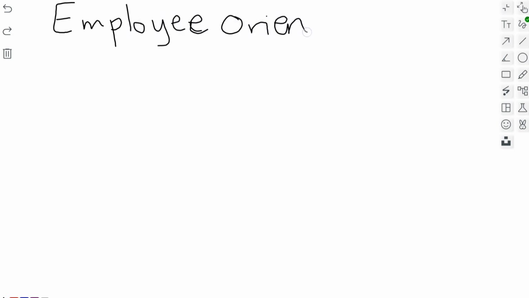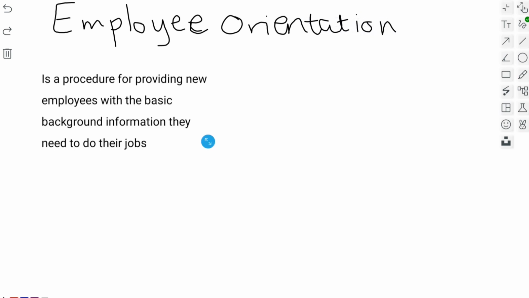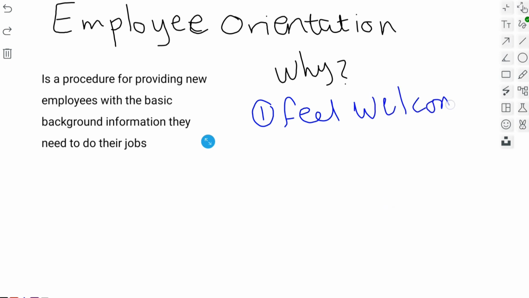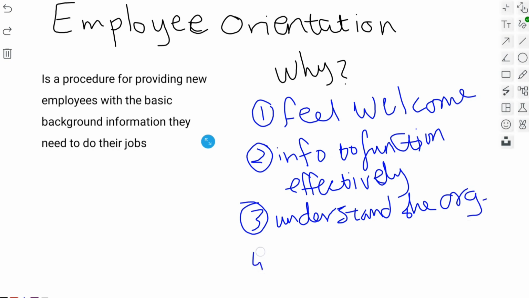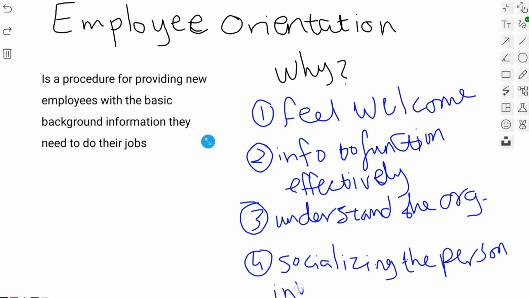Employee orientation or onboarding is the procedure for providing new employees with the basic background information they need to do their job, such as computer passwords and company rules. But what are the benefits of employee orientation? Basically, orientation makes the new employee feel welcome and at home and part of the team. It also ensures the new employee has the basic information to function effectively. It helps the new employee understand the organization in a broad sense, and starts socializing the person into the firm's culture and ways of doing things.